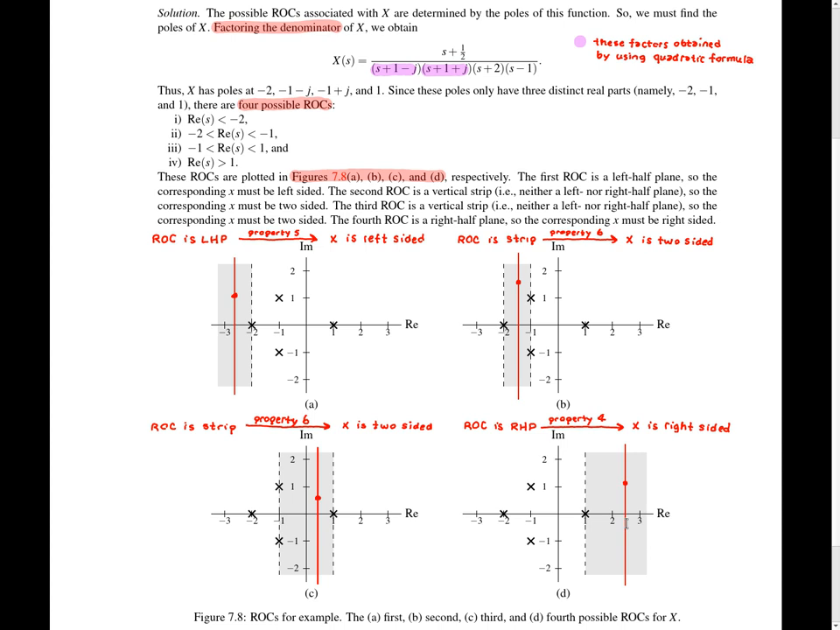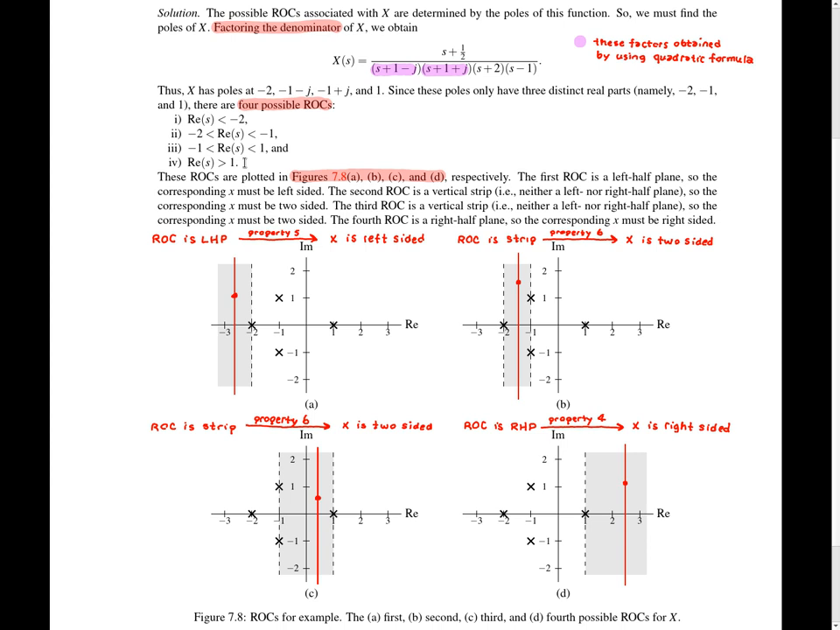So this vertical line will expand leftward until it hits this pole at 1, and it will expand rightward forever because there are no poles out here to stop the region of convergence from growing larger. So this will give us a right half-plane region of convergence to the right of the pole at 1. So we conclude that big X has 4 possible regions of convergence, namely the ones shown in the figures. In particular, the regions of convergence shown in figures A, B, C, and D correspond to these 4 sets here, respectively.